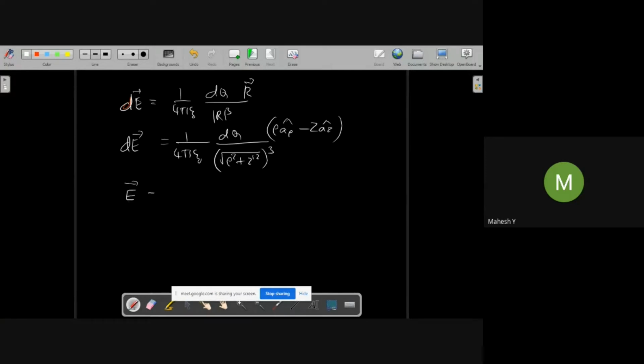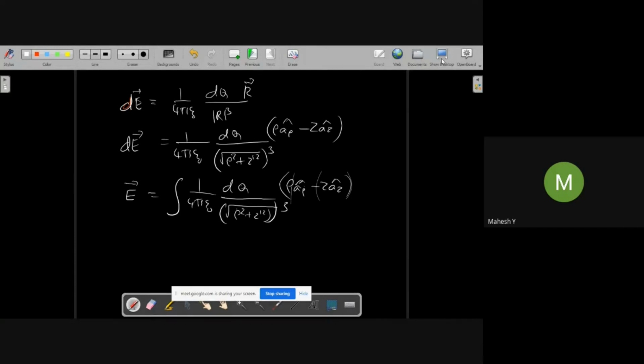We got dE, right? We have to integrate. So integrating 1 by 4 pi epsilon 0 dq by square root of rho square plus z prime square, whole cube, into rho a rho cap minus z prime az cap. Okay. Now we have two components which we have to integrate, one along the rho and another one along the z. Two components we have to add up.